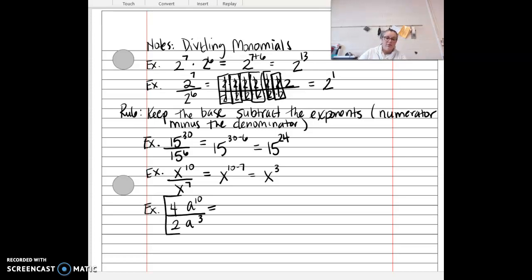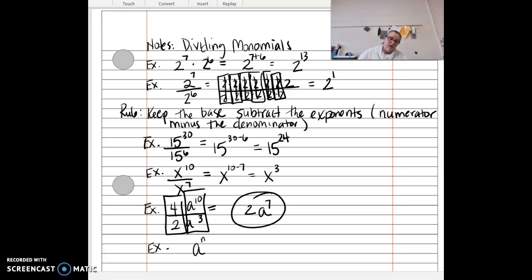If I were to take this 4 divided by 2 first, I end up getting 2, and then a to the 10th divided by a to the 3rd, keep my base a, and then 10 minus 3 gives me 7, so 2a to the 7th. And because I don't know what a is, I can't go any farther than that.